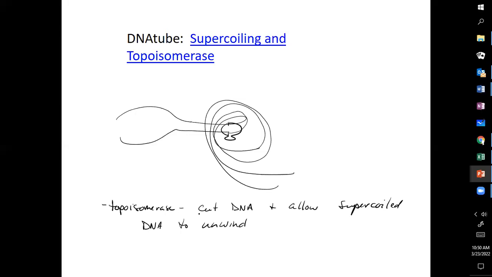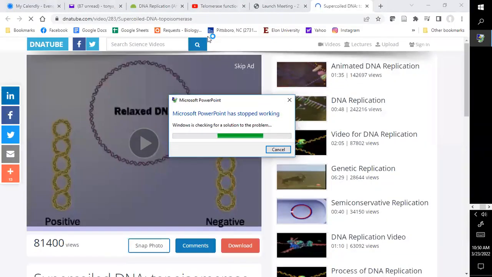Now, for most of these processes, I've tried to embed a lot of animations because it's hard to visualize moving processes in a two-dimensional drawing. So let's take a look at an animation for supercoiling.